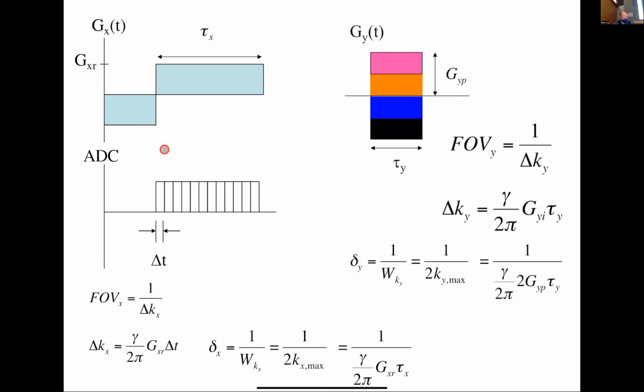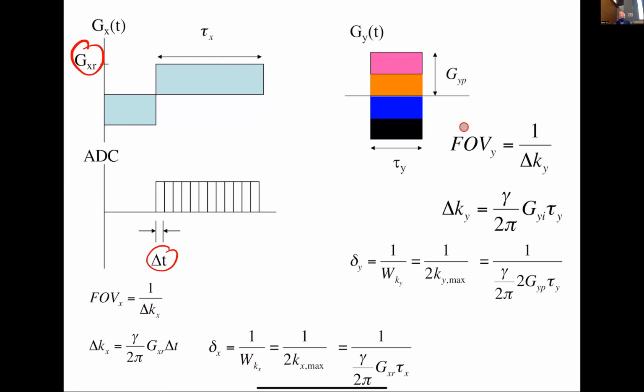Let me just summarize here. These are the sort of design problems you'll get. Keep in mind that if you're given field of view of x, that really determines your delta kx, and delta kx for the readout depends on delta t and GXR. The resolution affects how far out you go in k-space, and that's going to depend on GXR, but also the total amount of time you acquire. So there are things to keep in mind.